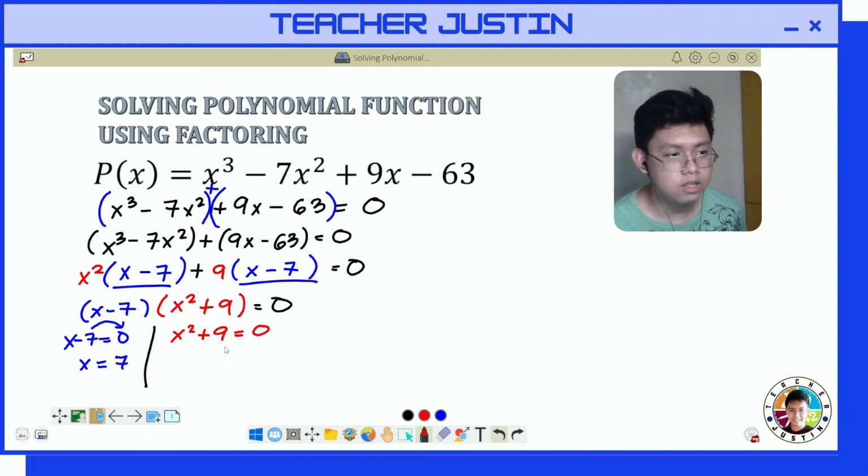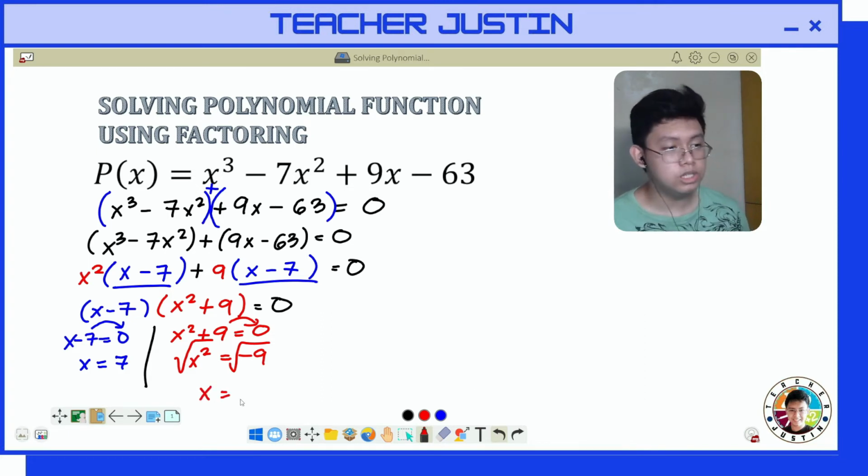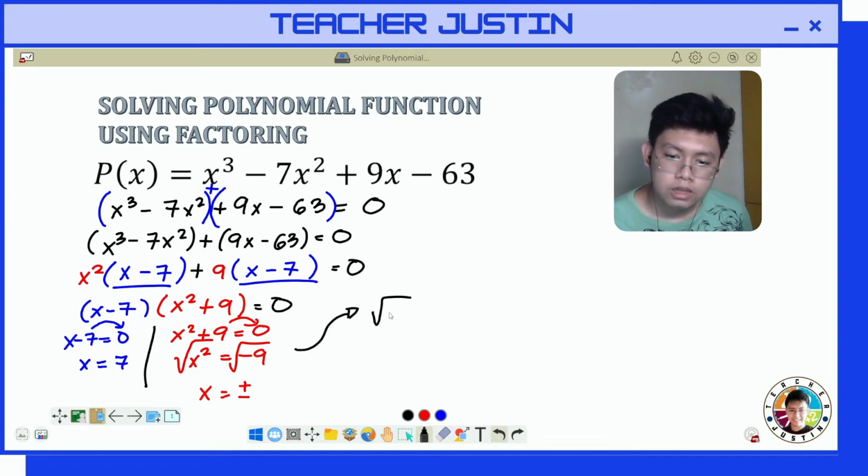Next, let's solve for the value of x of our second equation. Let's transpose positive 9 to the other side, changing the sign to negative 9. So we have x squared is equal to negative 9. Then let's remove the exponent by getting the square root of both sides, applying the square root property. Since we apply the square root property, we will get both positive and negative roots. Now, let's focus our attention on the square root of negative 9.